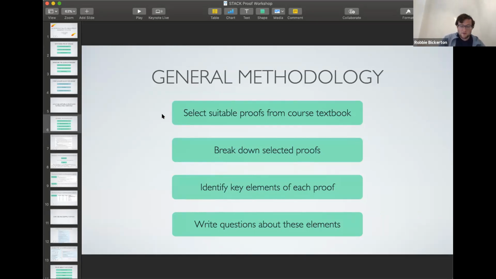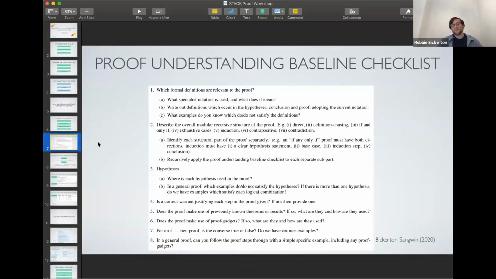So after a while, it became apparent that there was a systematic way in which I could be doing this process. And this culminated in Chris and I writing this proof baseline checklist. And again, this is in our paper for further information. I won't go through all of this here, but essentially this checklist is picking out all of the different parts of a proof. And the idea is that as a mathematics educator, we can then create questions that can be marked in Stack that test each different aspect of the proof.